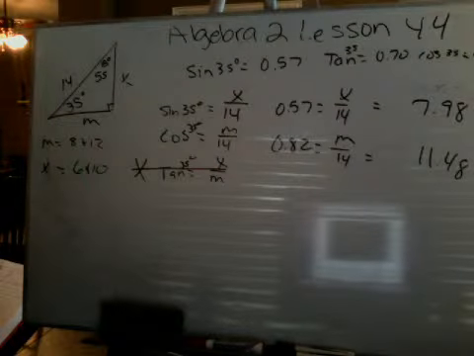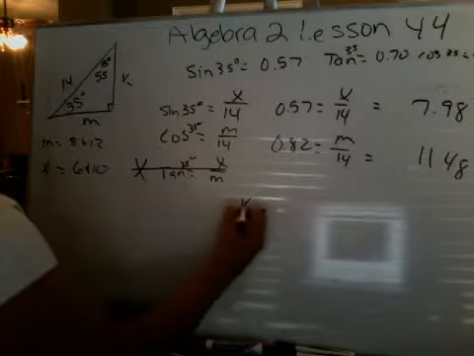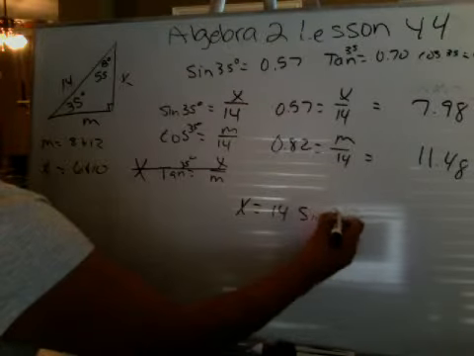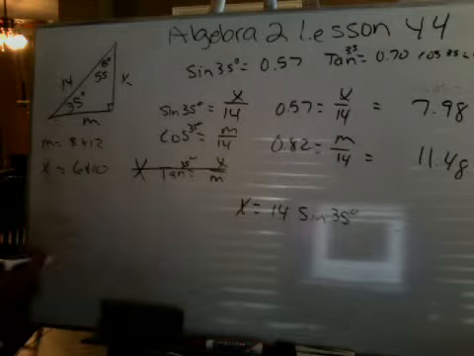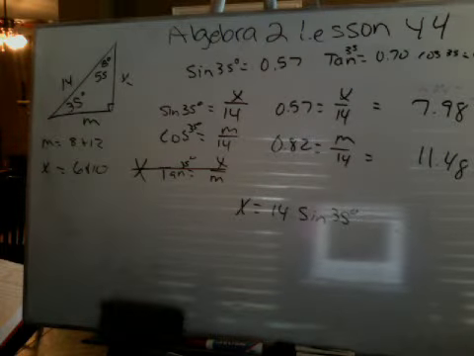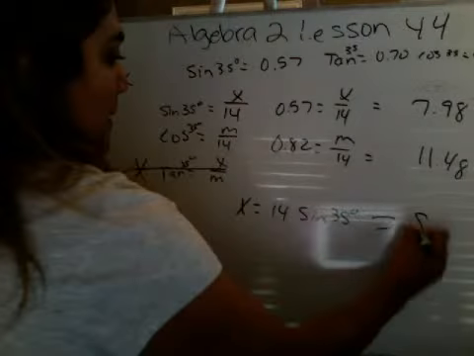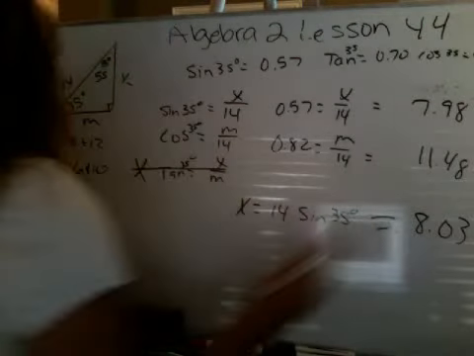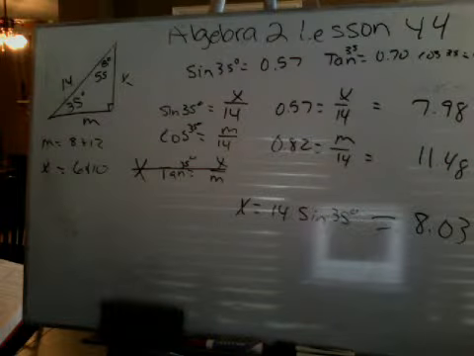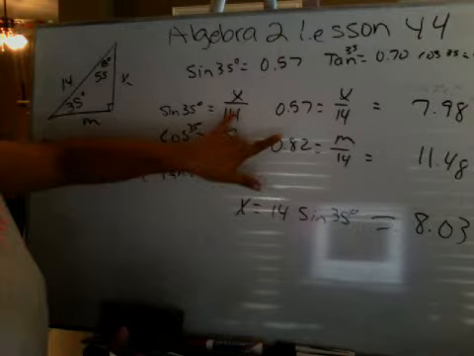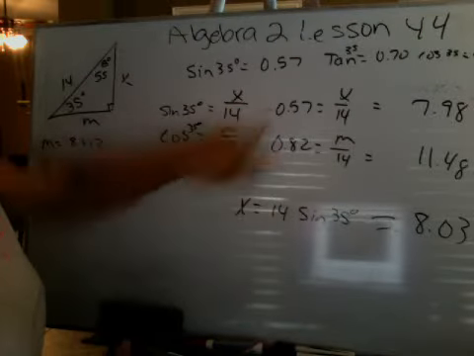So we see that x is equal to 14 times sine of 35 degrees, right? Now what 0.57 is. So if you put that in your calculator, it's 14 times sine of 35 degrees. You're going to get 8.03. You see how it's off slightly? Because we rounded up here. So it might be better that you do it this way instead of rounding.